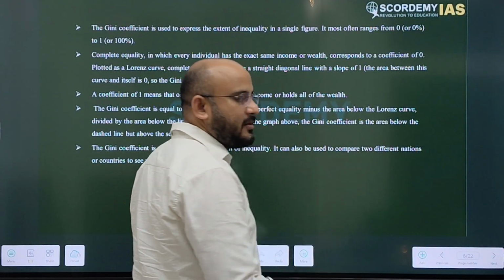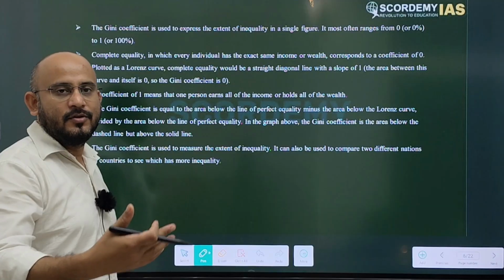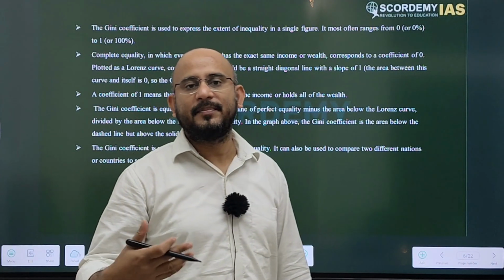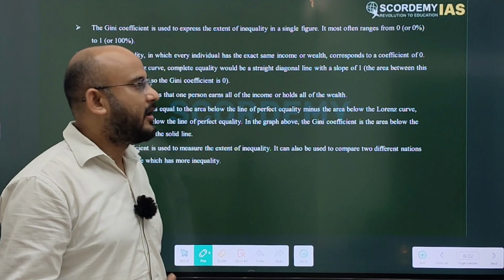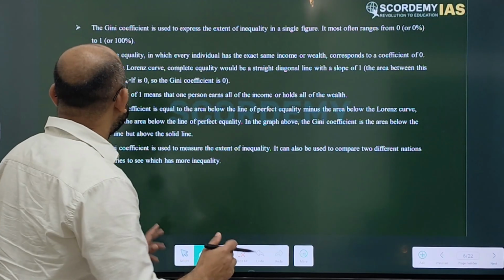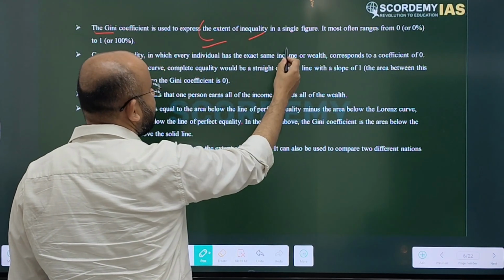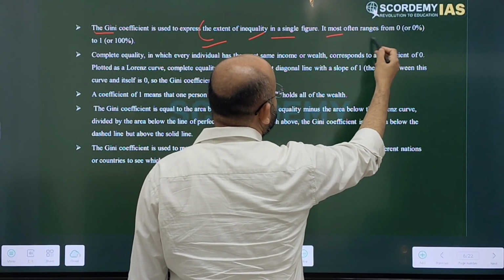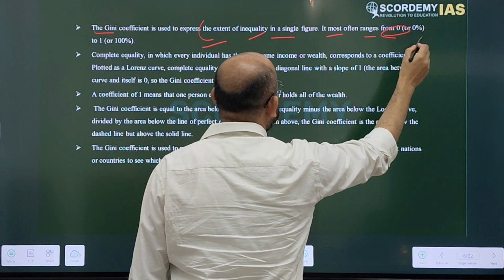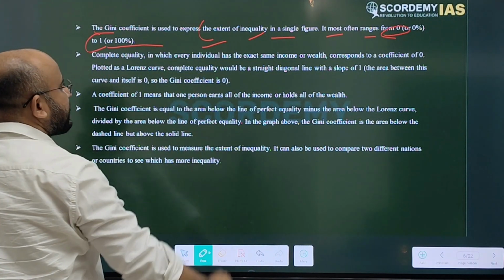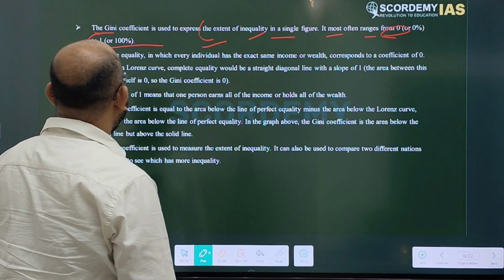তোমালোকে জানাই চাগে সকলে answer, but I'm giving an explanation so that in future যদি আৰু depth of question খুদে APSC, because APSC is going more deeper and we should be prepared for that, ঠিক আছে. So the Gini coefficient is used to represent the extent of inequality in a single figure. It most often ranges from 0 to 1. 1 means 100% আৰু 0 means 0%, ঠিক আছে.